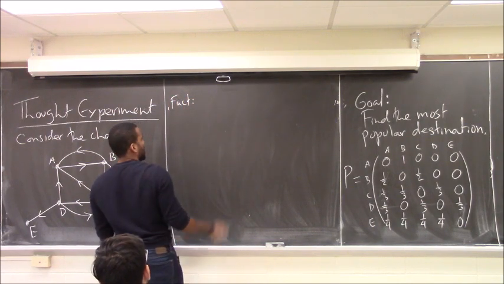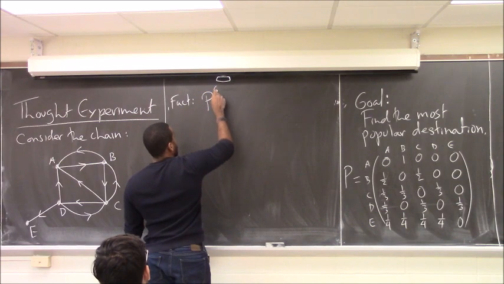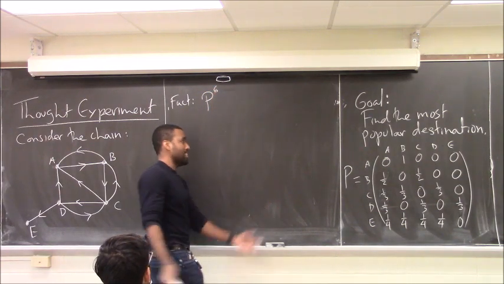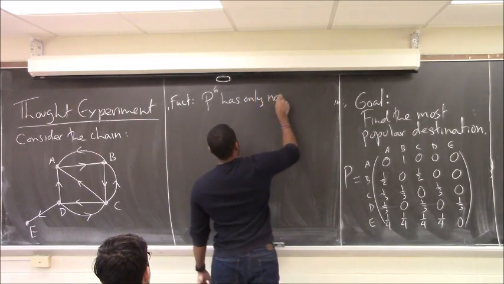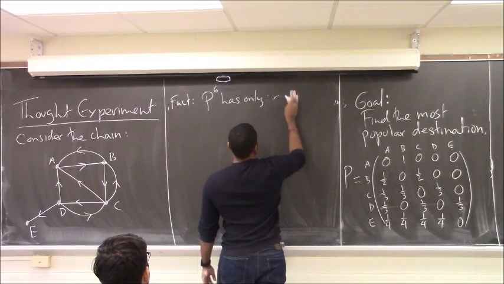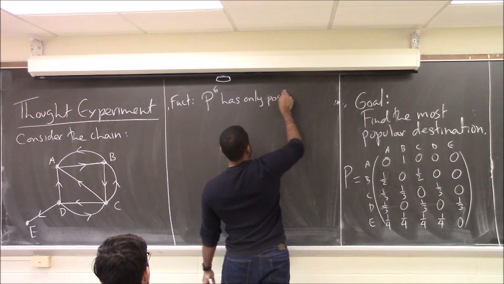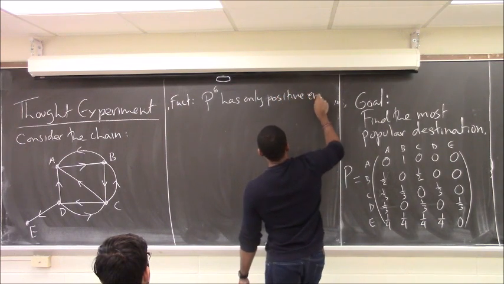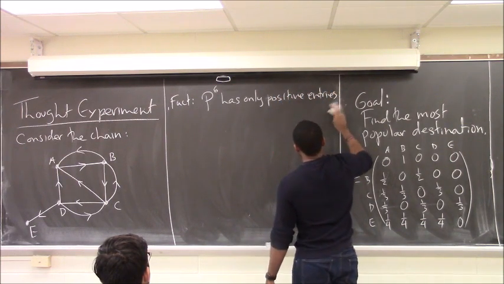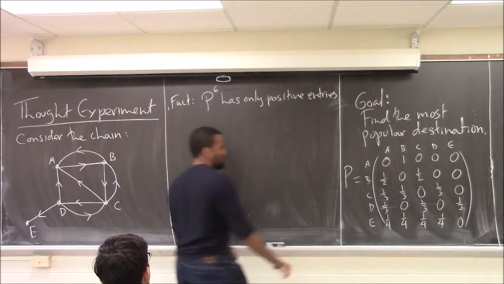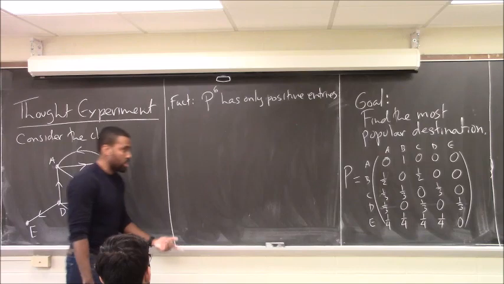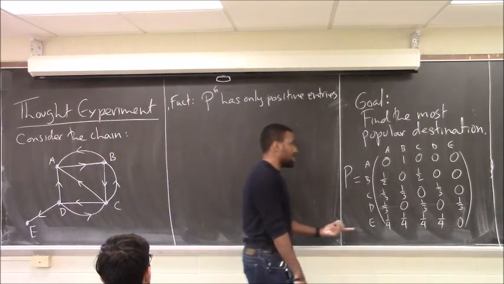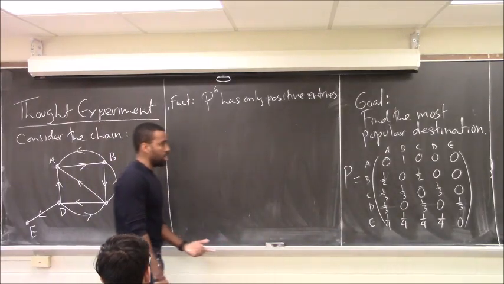But here's a fact. For this situation, I can tell you that P to the 6th, because I used Wolfram Alpha, has only positive entries. I raised it to the 2nd power, I still had zeros. To the 3rd, I still had zeros. To the 4th, zeros. To the 5th, zeros. To the 6th, suddenly I didn't have any zeros.